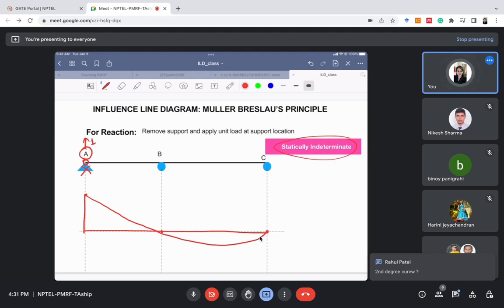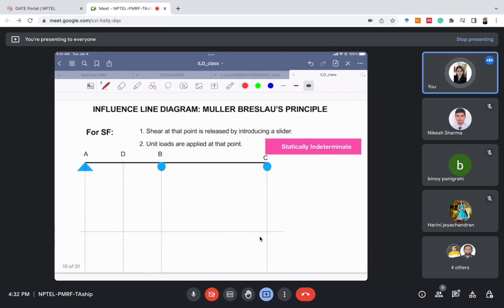I've read somewhere that it's a 3-degree curve. I'm not very sure, but you can check it. It doesn't matter. For a stress function, the Muller-Breslau principle says that the ILD will be a 3-degree curve. You can check that also. So it is done for reaction.